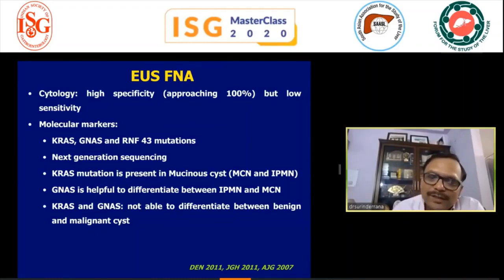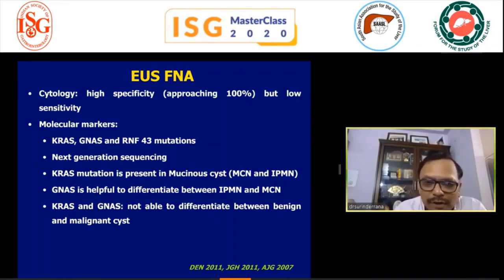Then molecular markers, there is a lot of talk, a lot of literature of late on various molecular markers like KRAS, GNAS, RNF43, and then they do a next generation sequencing using a combination of markers. But again, the results are not so encouraging. KRAS mutation is usually found in mucinous cysts like MCN and IPMN. If GNAS is positive, it is a fairly good specific marker for IPMN. In the studies which we have done in our center, we haven't found GNAS positivity in IPMN in our country. So we need to evaluate it further.